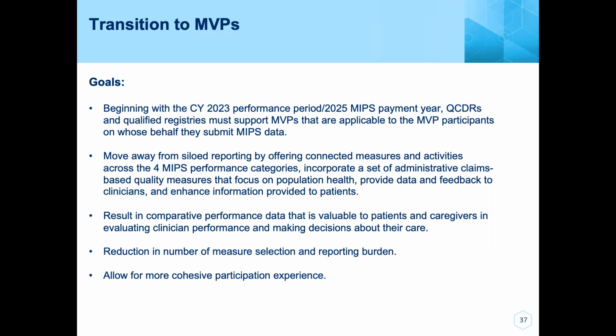The goal of an MVP is to move away from that siloed reporting by offering connected measures and activities across the 4 MIPS performance categories. Incorporate a set of administrative claims-based quality measures that focus on population health, provide data and feedback to clinicians, and also enhance information provided to patients. With MVPs, the goal is to result in comparative performance data that is valuable to both patients and caregivers in evaluating a clinician's performance and making decisions about their care. It reduces the number of measures available for selection and allows for a more cohesive participation experience. Next slide, please.